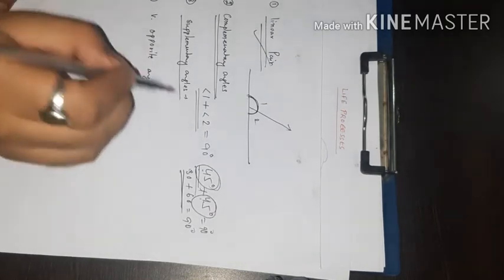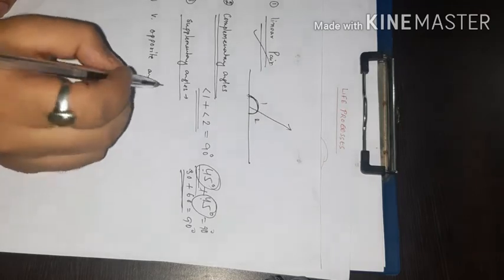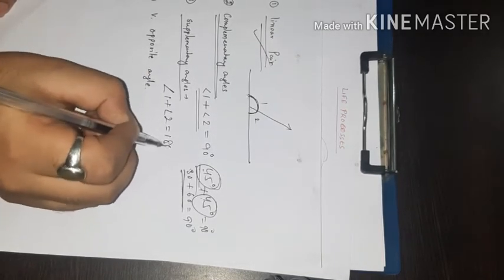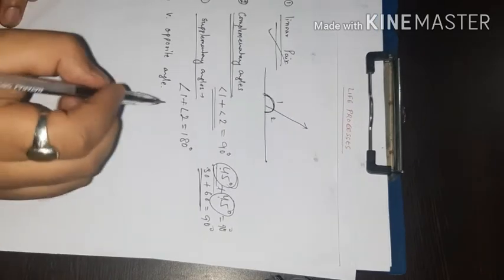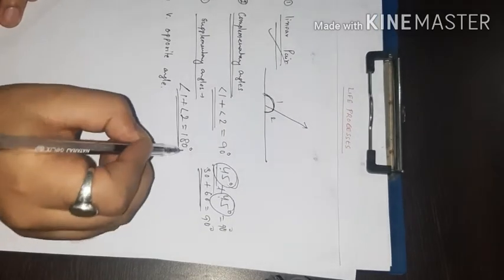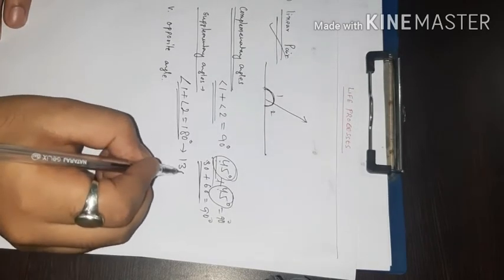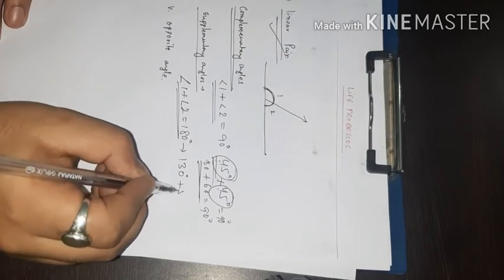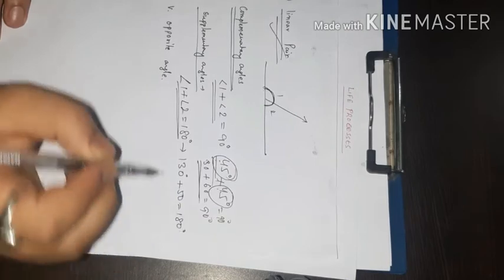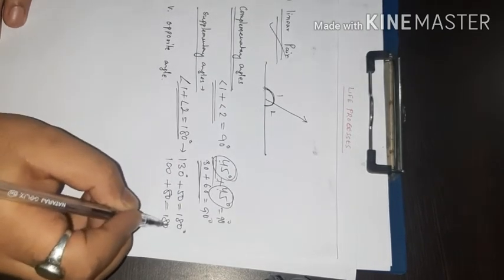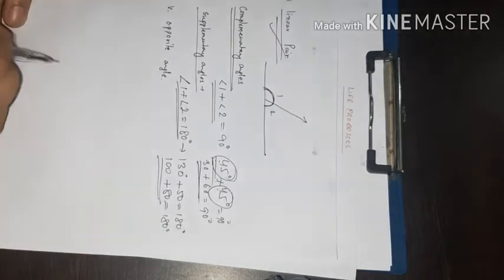Then supplementary means when we have two angles and we add them, angle 1 and angle 2, the sum has to come to 180 degrees. Suppose we have 130 degrees, then the other will be 50, so it gives you 180. If we have 100, then the other will be 80, so 180 degrees. So they are supplements of each other.